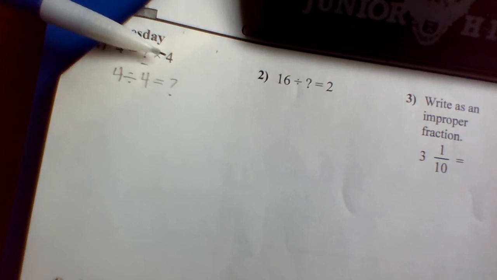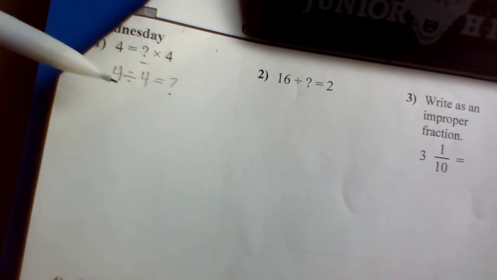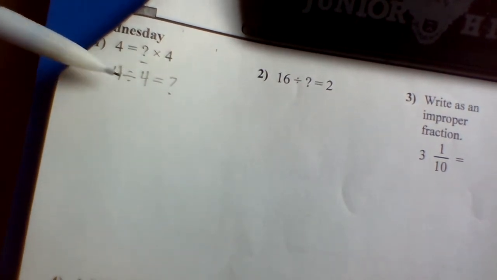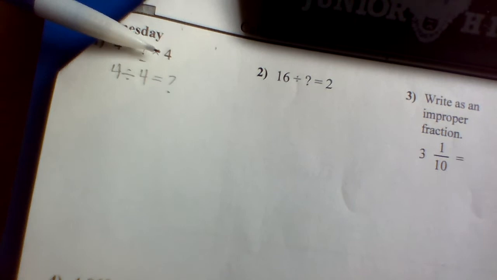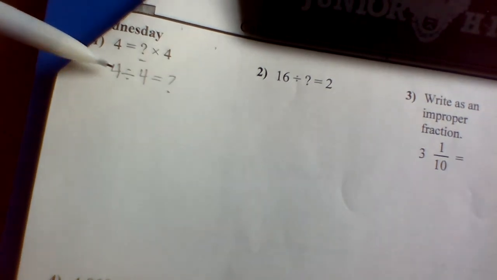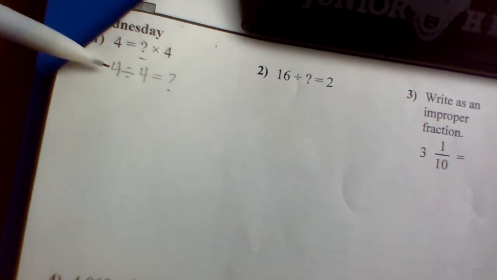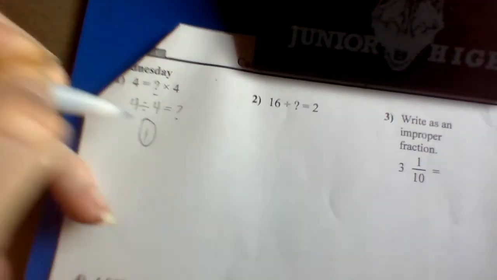So our first problem is they tell us our answer, and they're saying this is the answer to some number times 4. So I'm going to rewrite this as a division problem. I'm taking what was out here on the other side of the equal sign and dividing by 4. And anytime I have the same two numbers, I know right away this answer is 1.